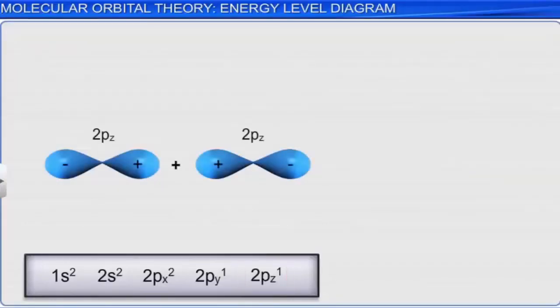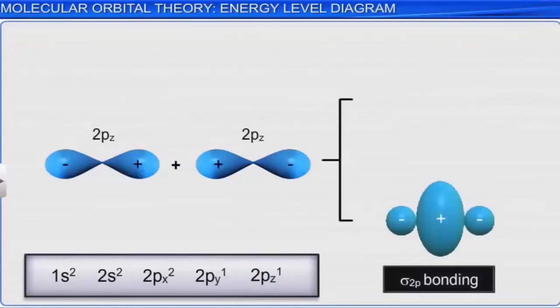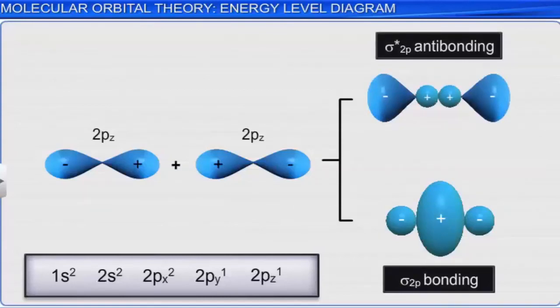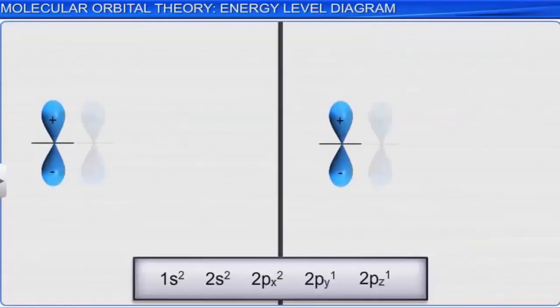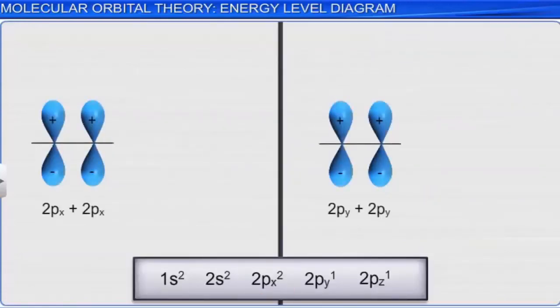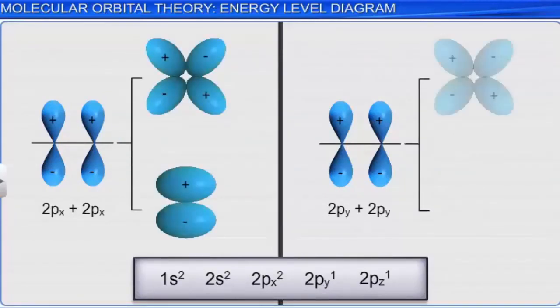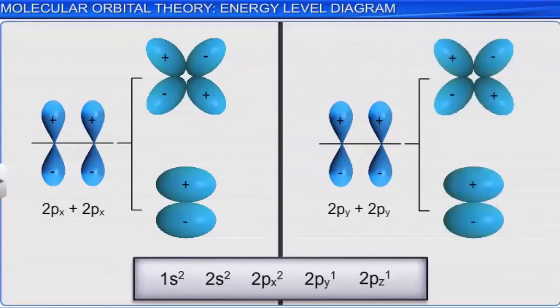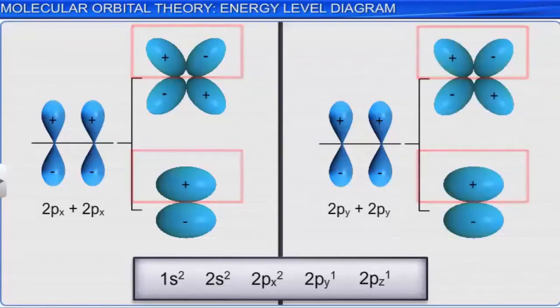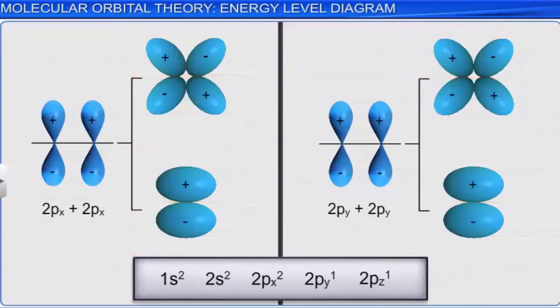Two 2pz orbitals combine head-on to form sigma 2p bonding and sigma star 2p antibonding molecular orbitals. However, the 2px and 2py orbitals combine sideways to form a p orbital shaped bond with the electrons concentrated either above or below the bond axis. Hence, these molecular orbitals are called pi orbitals.